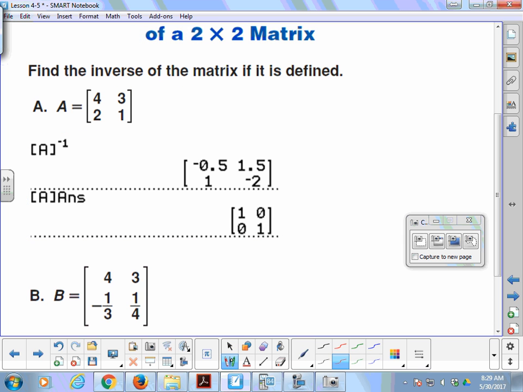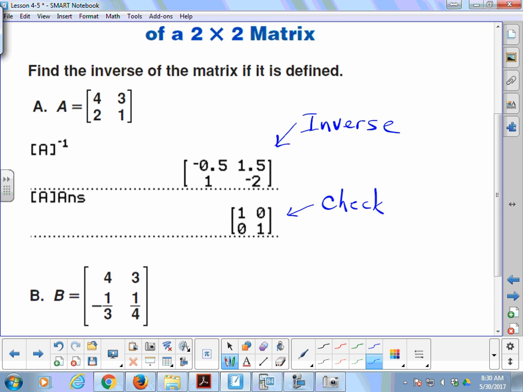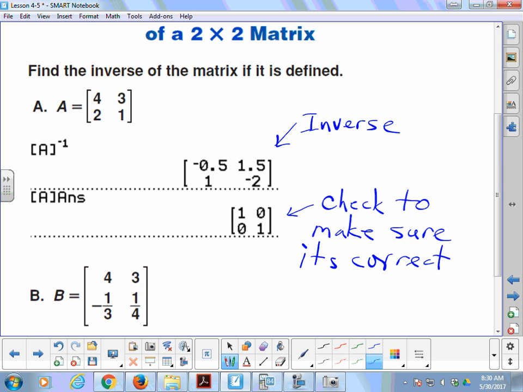So here's our inverse, and here is our check to make sure it's correct. When we did the check, we did matrix A times the inverse of matrix A.